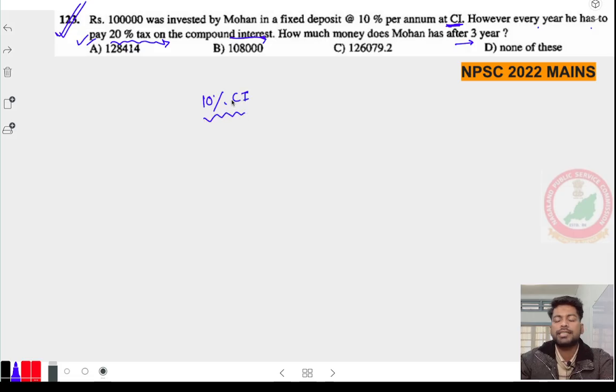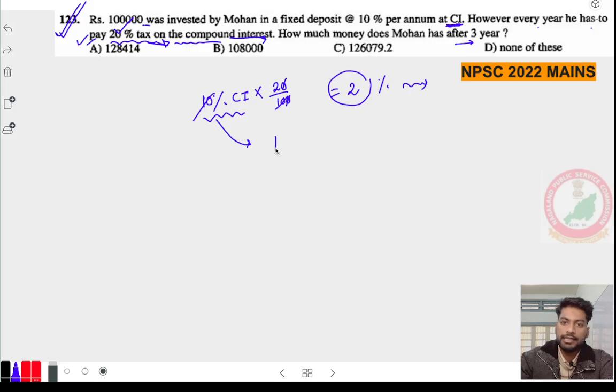He will get 10%, means out of 100 rupees he will get 10 rupees extra. He will get 110 rupees. But 20% he has to give as tax. 20% tax he has to give on compound interest. So इसका 20% कितना हो जाएगा? 20 by 100, so this is 2. So 2% he has to give as a tax. So total net कितना आ जाएगा? 10% he was getting as compound interest, but 2% he has to give as a tax. So net earning or net compound interest will be 8%.